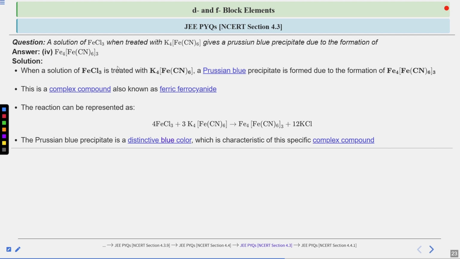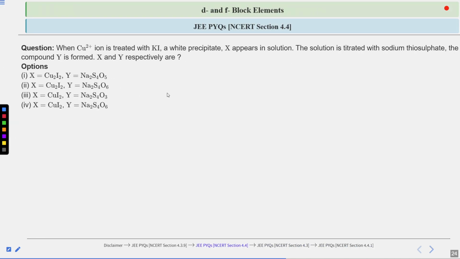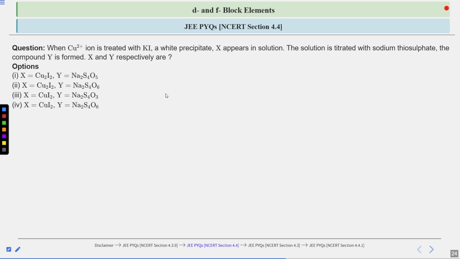Okay, let's move to our next question. Now, this is a JEE PYQ, and this is covering the NCERT section 4.4. The question is, when the copper 2 positive ion is treated with potassium iodide, a white precipitate, that is X, appears in the solution. The solution, when treated with sodium thiosulfate, forms the compound Y. You have to identify X and Y respectively.